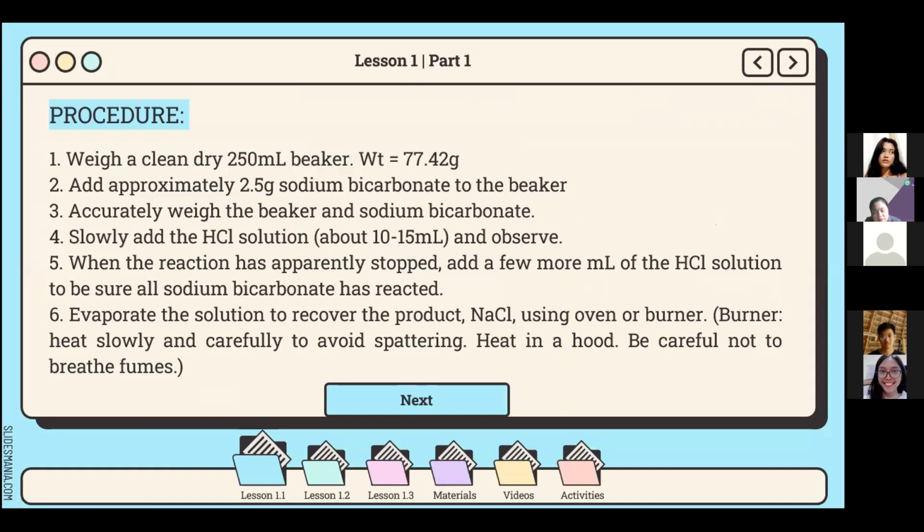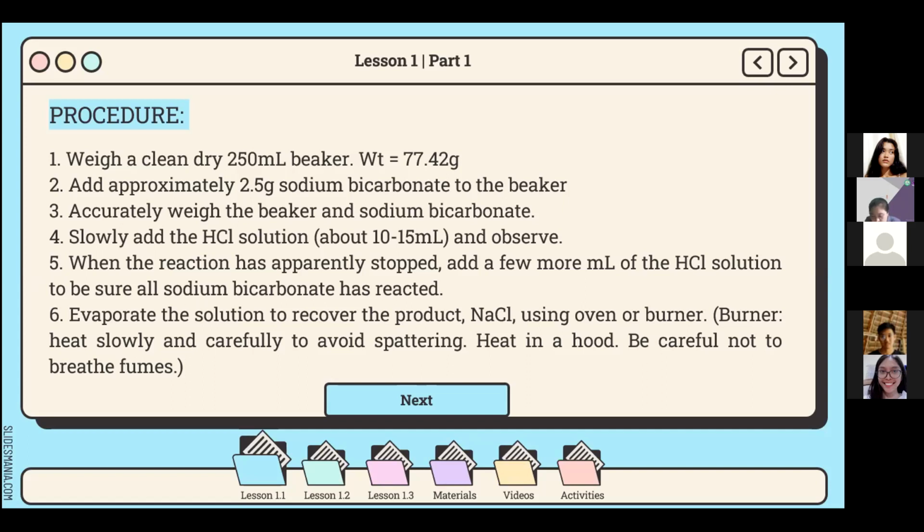Next slide po. So for the procedure, first weigh a clean dry 250 ml beaker, then add approximately 2.5 grams sodium bicarbonate to the beaker, then accurately weigh the beaker and sodium bicarbonate. After that, slowly add the hydrochloric acid solution, about 10 to 15 ml, and observe. When the reaction has apparently stopped, add a few more ml of the hydrochloric acid solution to be sure all sodium bicarbonate has reacted.